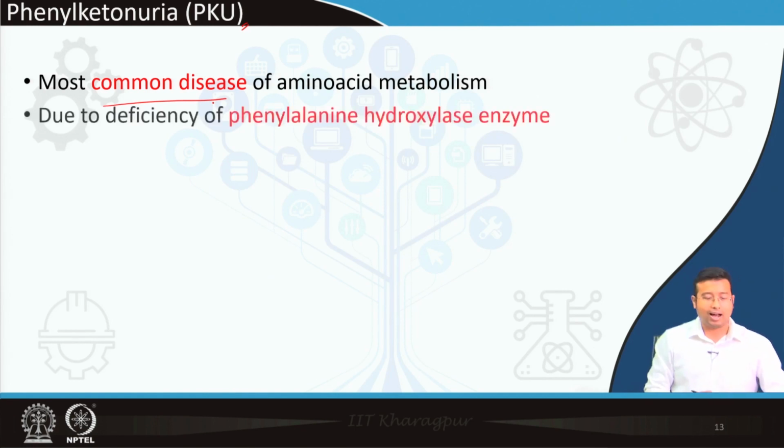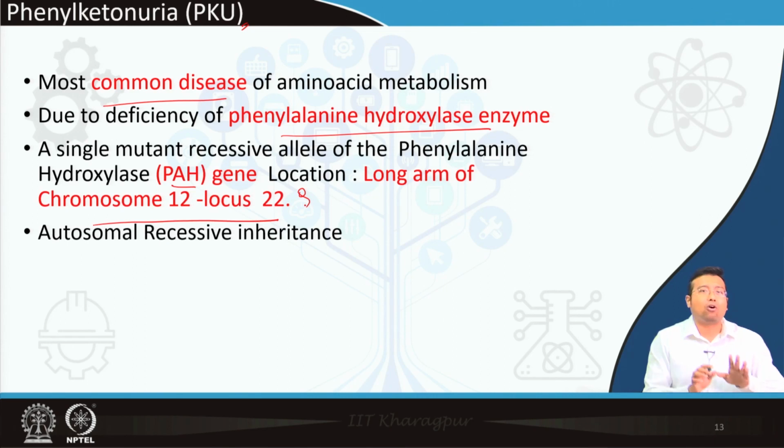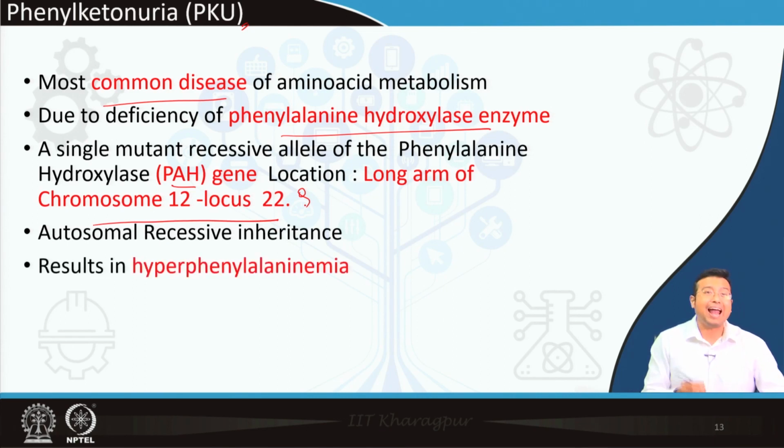Now, you know the answer. This deficiency is due to the phenylalanine hydroxylase enzyme. Multiple choice question: what is the gene that codes for this enzyme? The PAH gene, located in the long arm of chromosome 12 at locus 22. Another MCQ question, very important. You should note it down in your separate notebook if you have a habit of making your own notes. Inheritance is via autosomal recessive mode, and what is the result? The substrate will accumulate, phenylalanine cannot be converted to tyrosine, resulting in phenylalaninemia, hyperphenylalaninemia, all right.